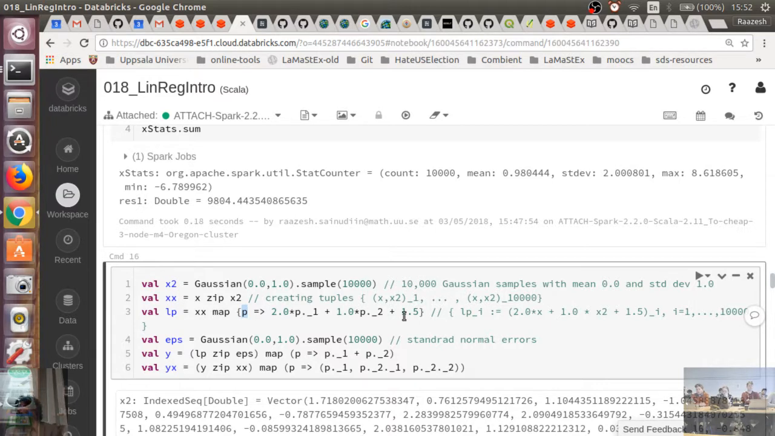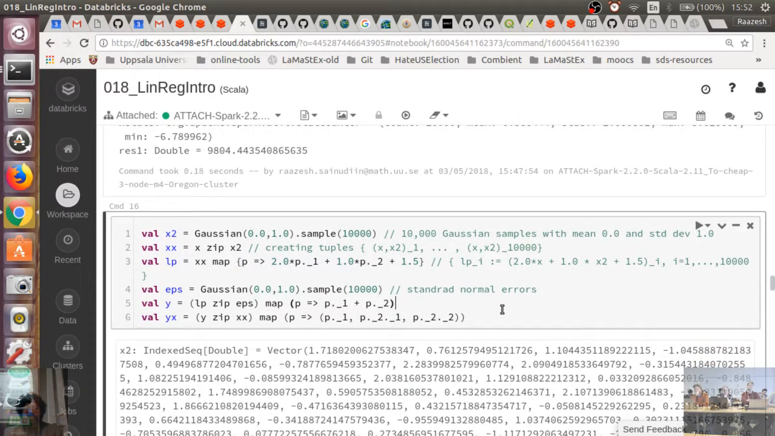I'm generating data for regression now, the y values. This is my slope for the second coordinate, this is the slope. So now I have my LP. I don't know why I called it LP, no idea. Then EPS, epsilon, is where I add noise. I'm taking a Gaussian random variable centered at 0 with standard deviation 1, again 10,000 of them. These are the little noises I want to add around, because LP is just the linear plane. I want to add noise around it to create my y values. That's what I'm cooking up here.